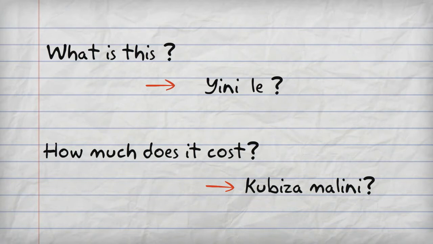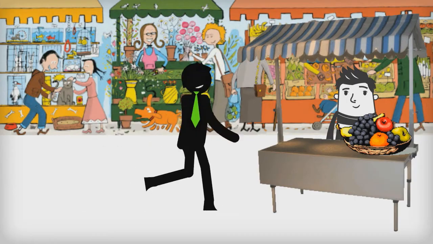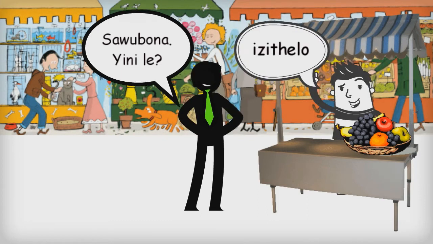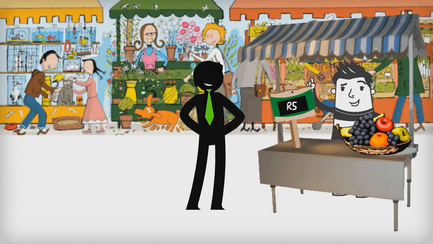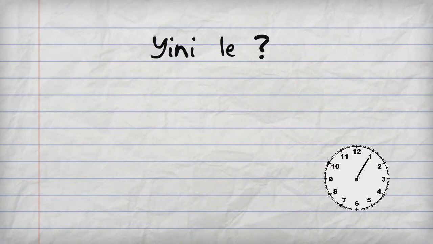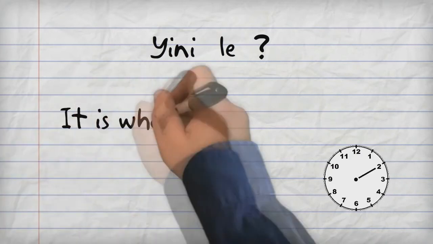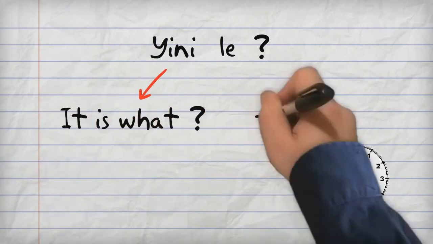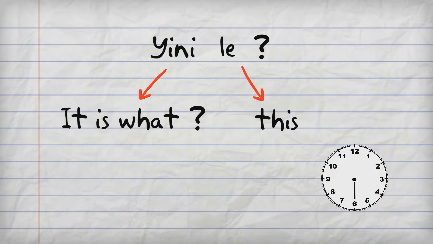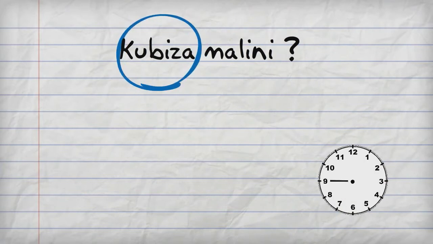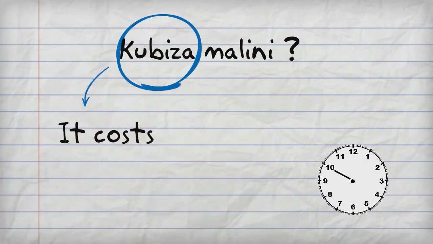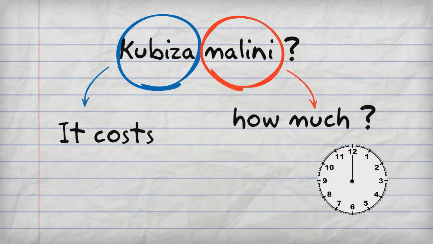Now let's see how Abuti uses these phrases. Sawubona, yini le? Isitelo. Kubiza malini. Okay, stop for a second. Let me explain. When we say yini le, the yini means it is what? And the le means this. It is what? This. And when we say kubiza malini, the kubiza means it costs. Malini means how much. So it costs how much.